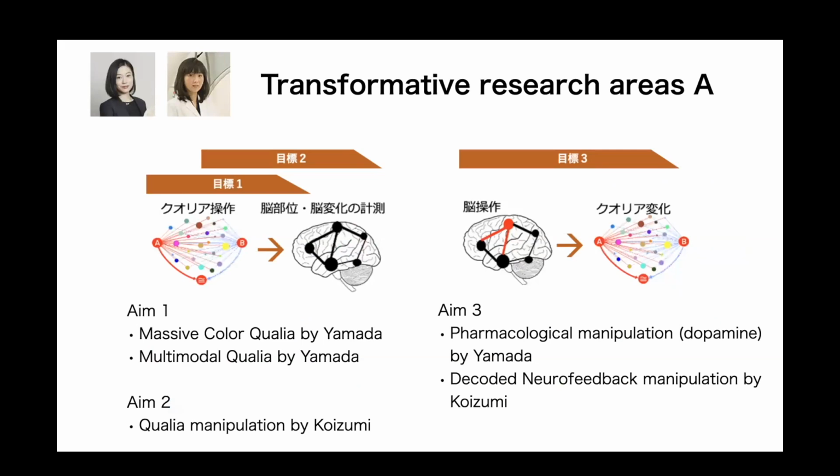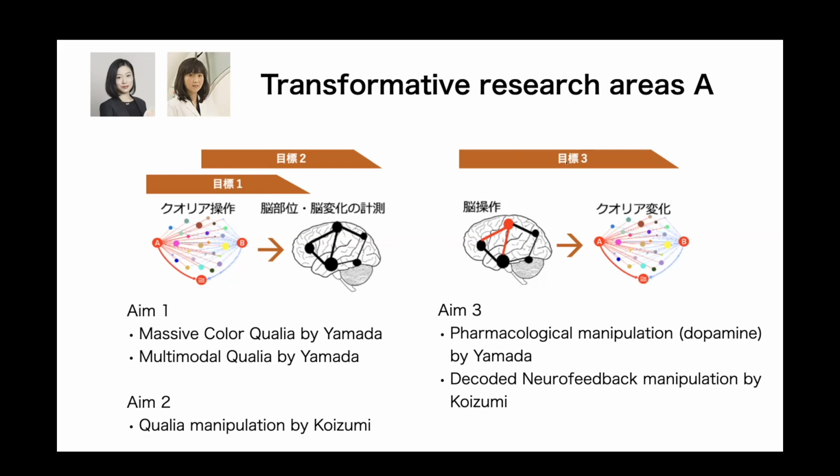Okay, so I would like to go a little bit about transformative research area A and what we are going to do next step. Koizumi-san, Ai-san, and I are going to work together, and then we do three steps. We have 3 steps: color Qualia, fMRI and behavior, and multimodal Qualia. And then in aim 2, Koizumi-san does Qualia manipulation and sees how the brain patterns are manipulated.